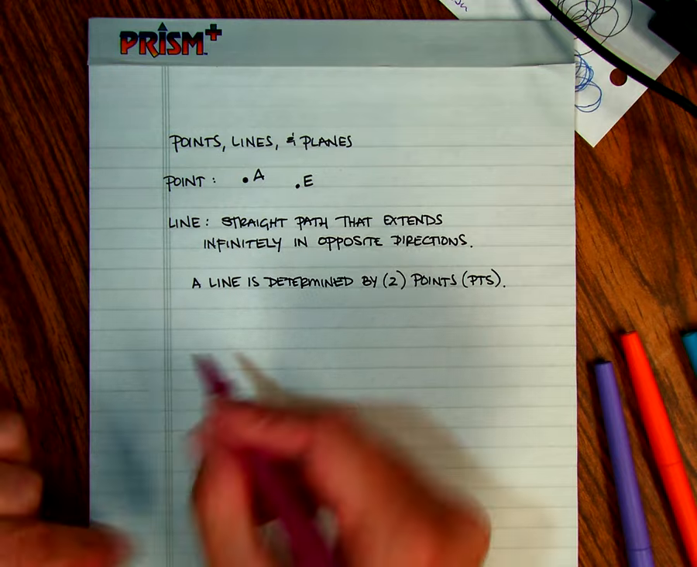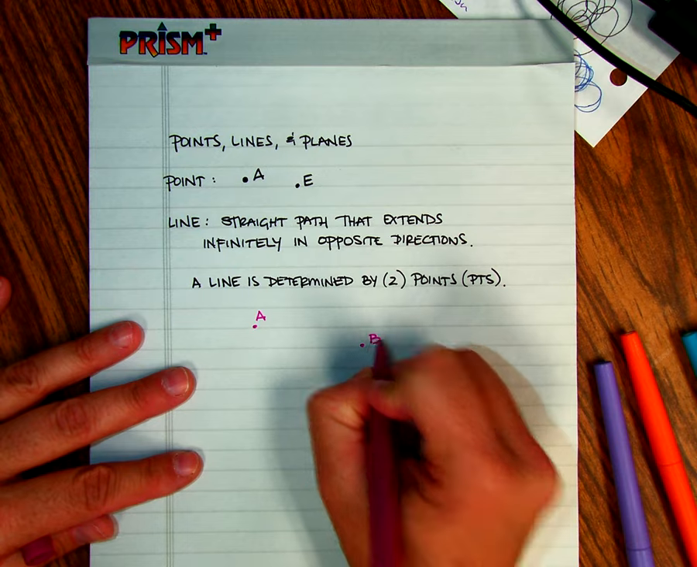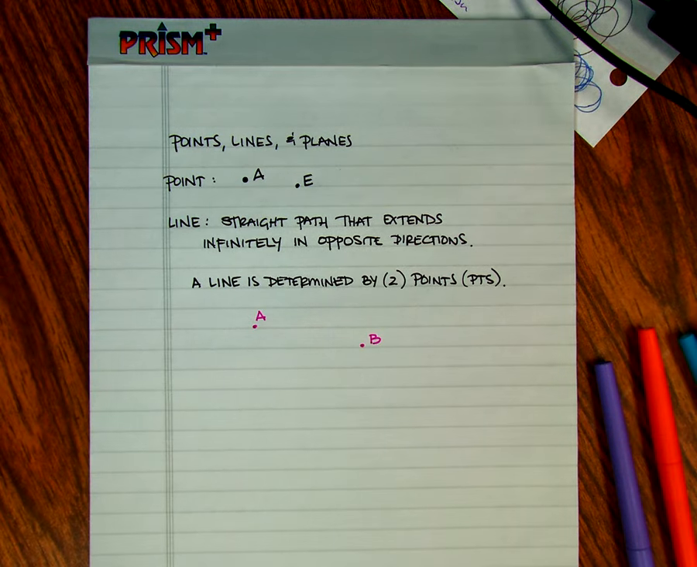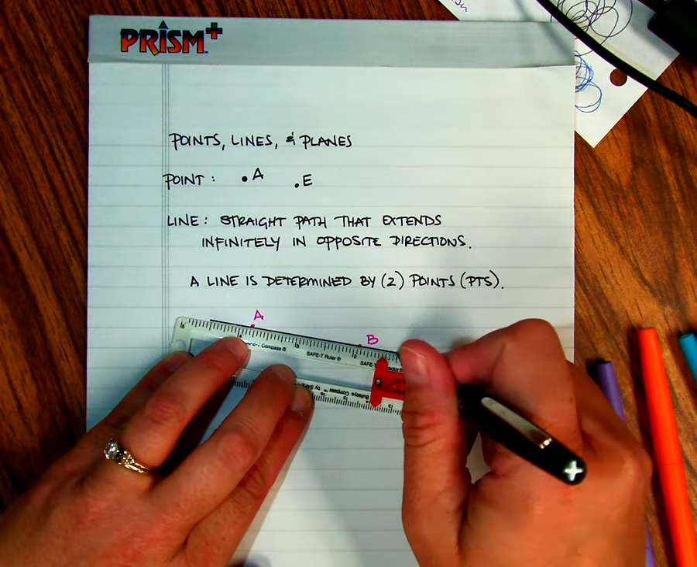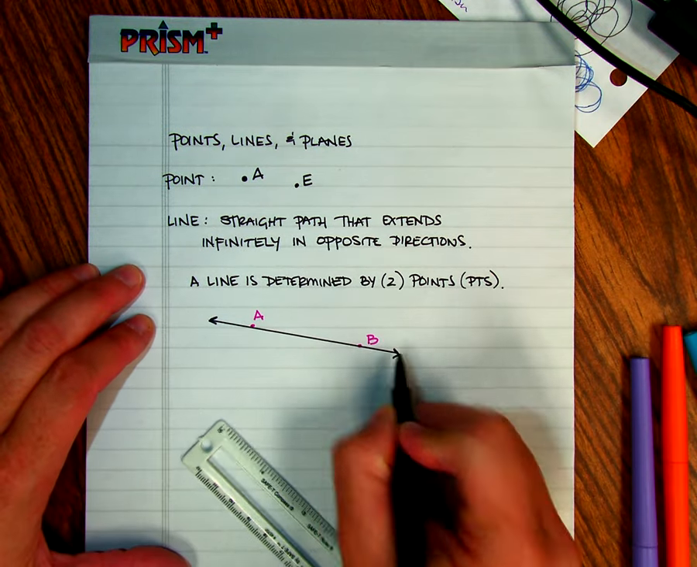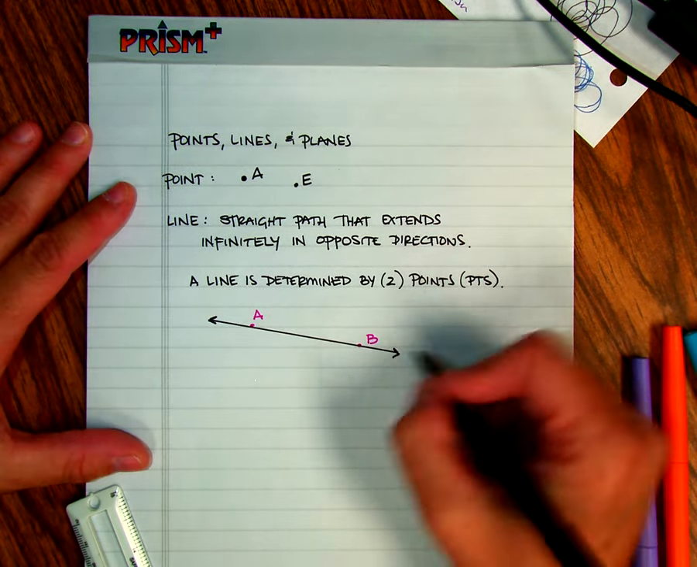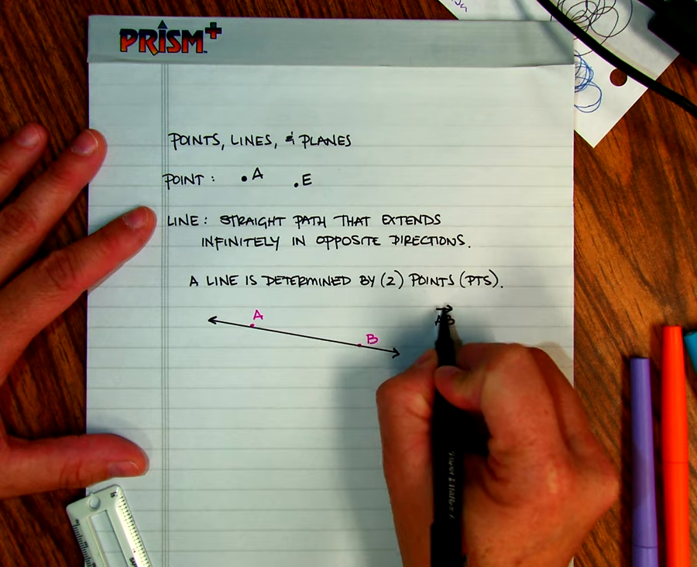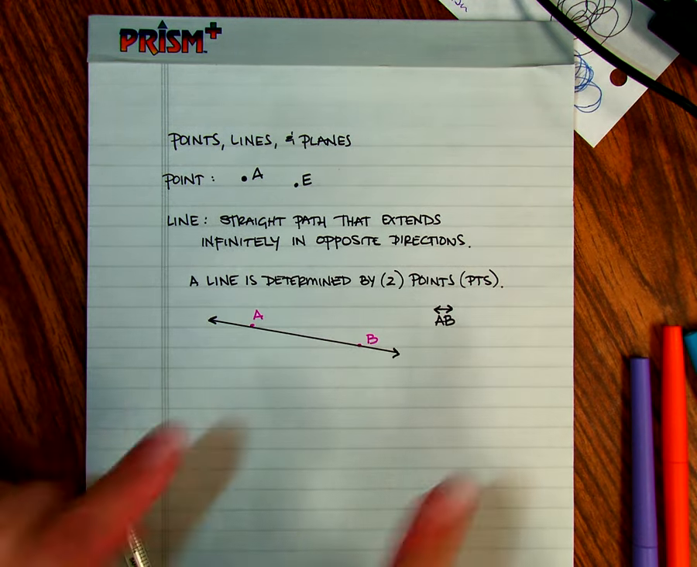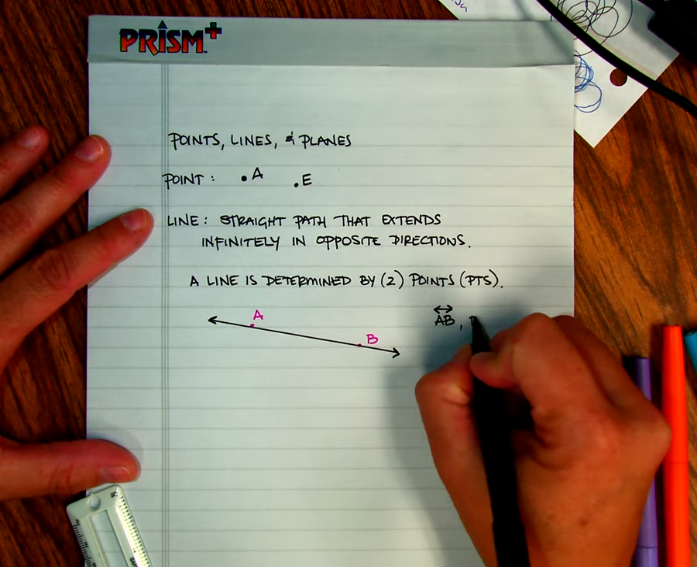So if I have point A here and I have point B down here, I could draw a line through those 2 points. I have line AB. There are several ways of labeling a line. You could say that this is line AB, and we have symbols. It has to have little arrowheads on the end because that says that it keeps going forever and ever in opposite directions. You could also have line BA.